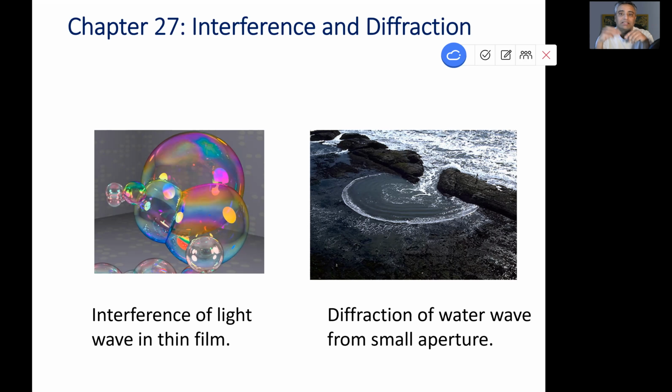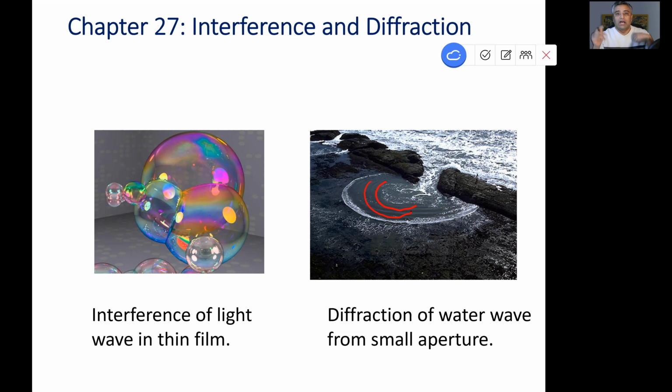Just like when you tap on the water surface, what happens? You generate a wave and the ripples are the wave fronts, right? So they move in that form.